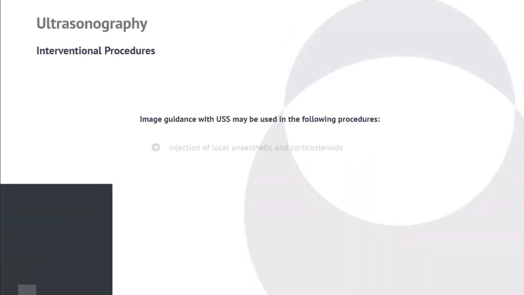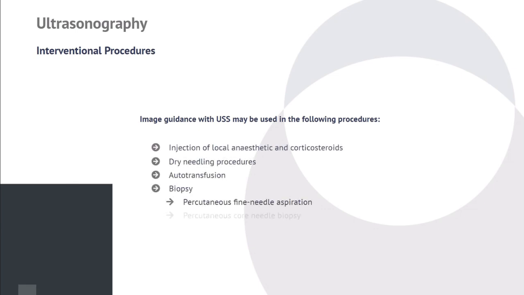Interventional procedures. Image guidance with USS may be used in the following procedures: injection of local anesthetic and corticosteroids, dry needling procedures, autotransfusion, biopsy, percutaneous fine needle aspiration, percutaneous core needle biopsy.